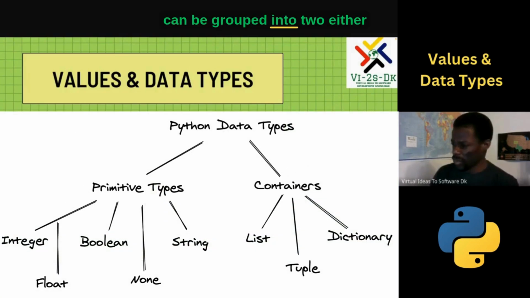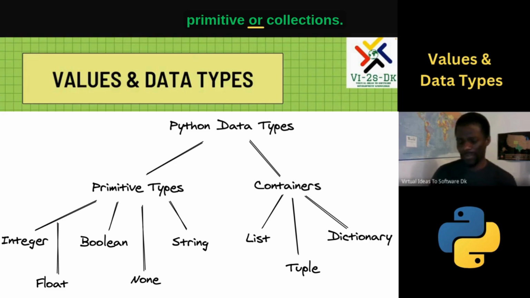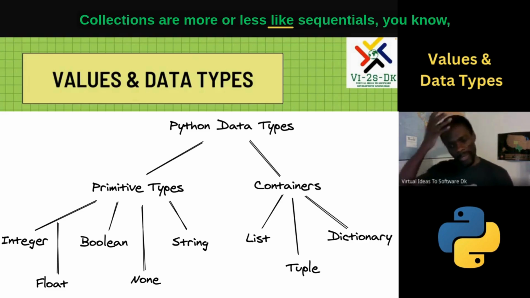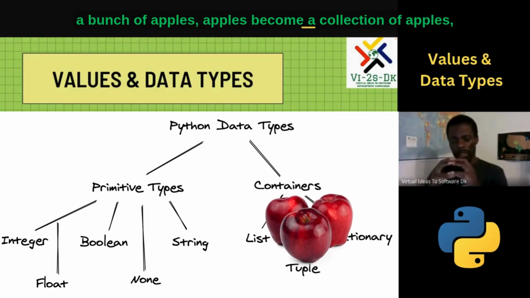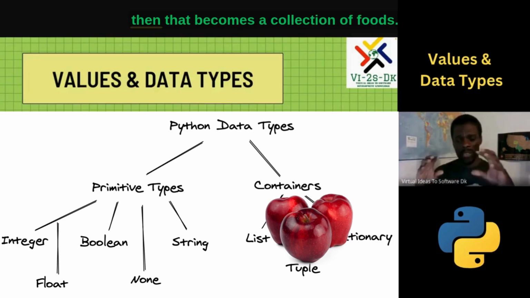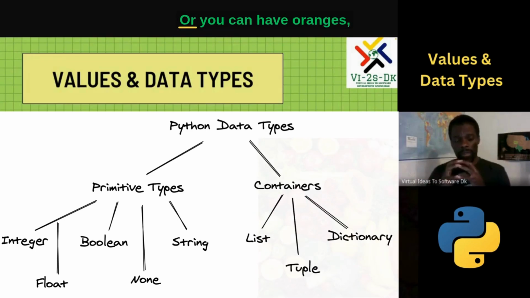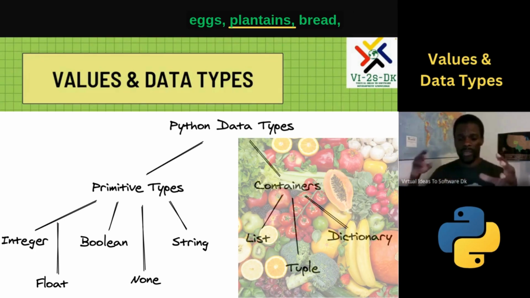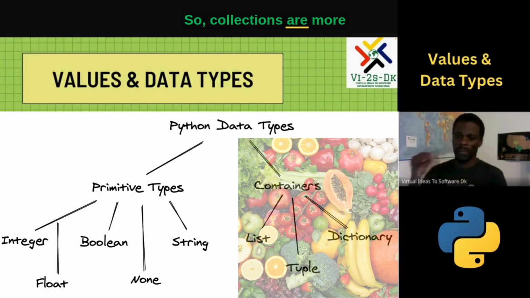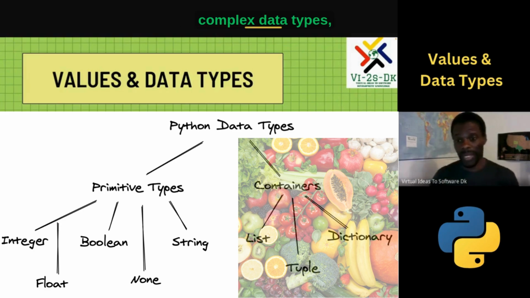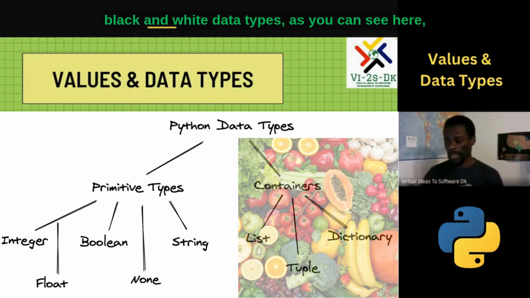So you would see that different data types usually can be grouped into two, either primitive or collections. Collections are more or less like sequentials, groups of stuff, right? You can have apples, a bunch of apples become a collection of apples, or you can have apples, bananas, oranges, then that becomes a collection of fruits. Or you can have oranges, eggs, plantains, bread, then it becomes a collection of food items, right?